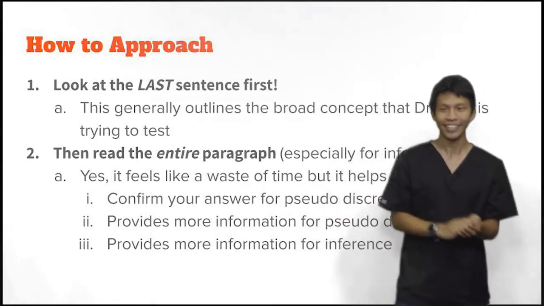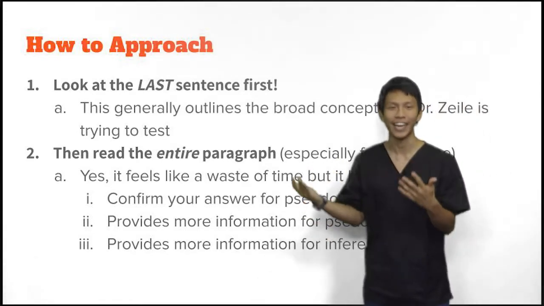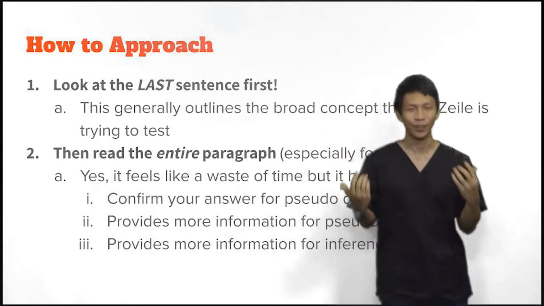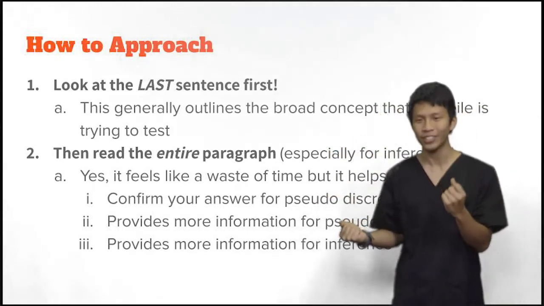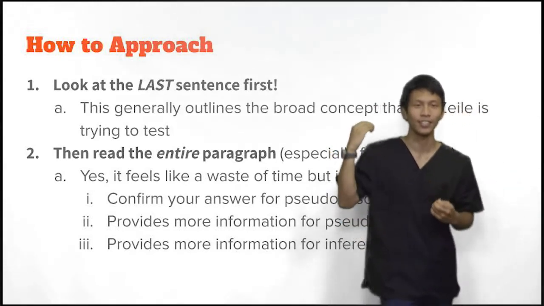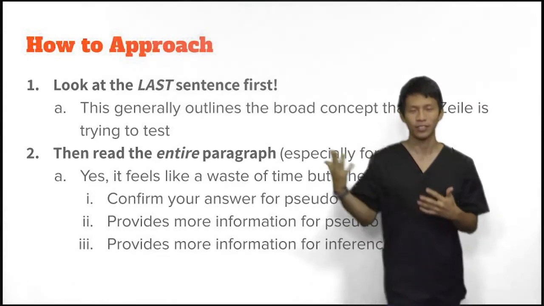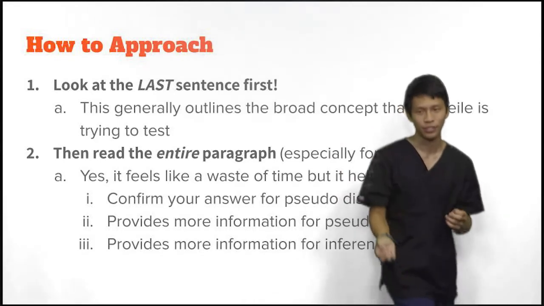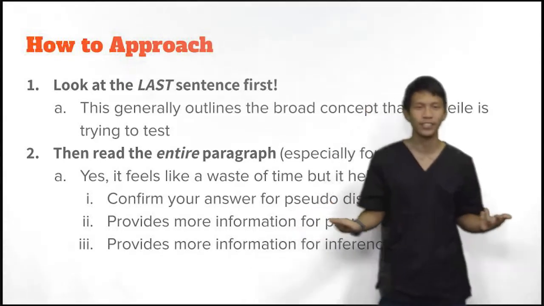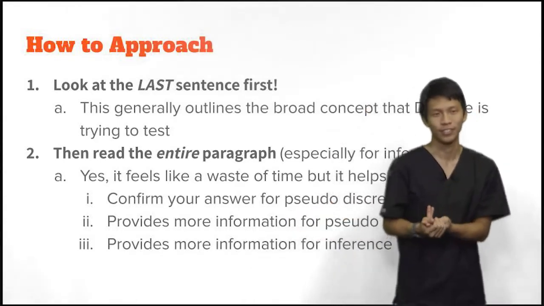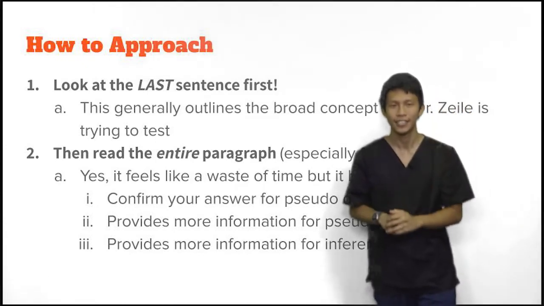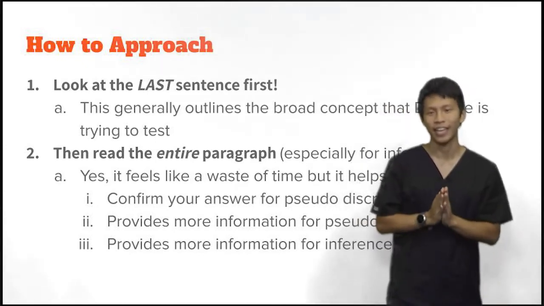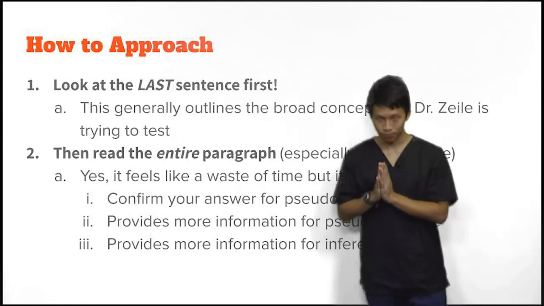The second thing is to actually read the entire paragraph. Yes, it's going to be long and annoying, but especially for those inference questions, you need to read it because it will give context that lets you derive the answer and say, oh, that makes sense why it would be this choice rather than this choice. It also provides more information to confirm your answer for pseudo-discrete even if you know it off the bat. So with that being said, let's take a look at some examples.